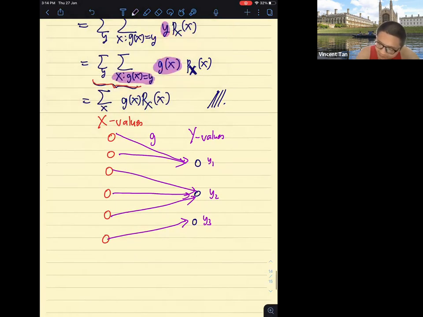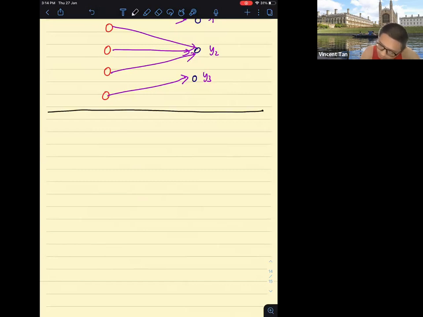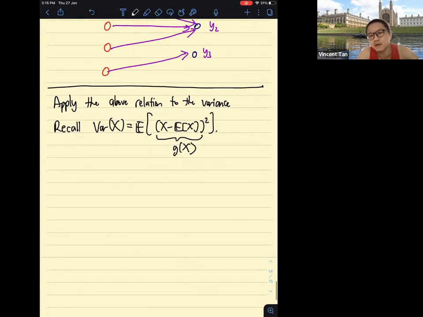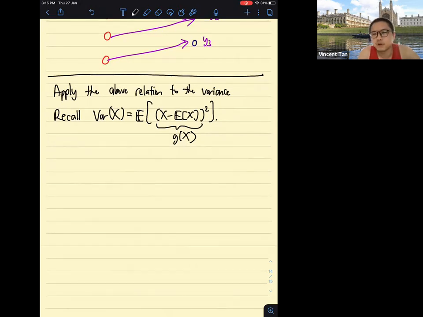Okay, so now let me do an example. All this theory is fine and well, but we need to know how to do some problems. So let's apply the above relation to the variance. Now we recall that the variance of x is equal to the expectation value of x minus the expectation value of x, quantity squared. So this can be regarded as your g of x. It's like a square, but you need to take away the mean first before you square things.